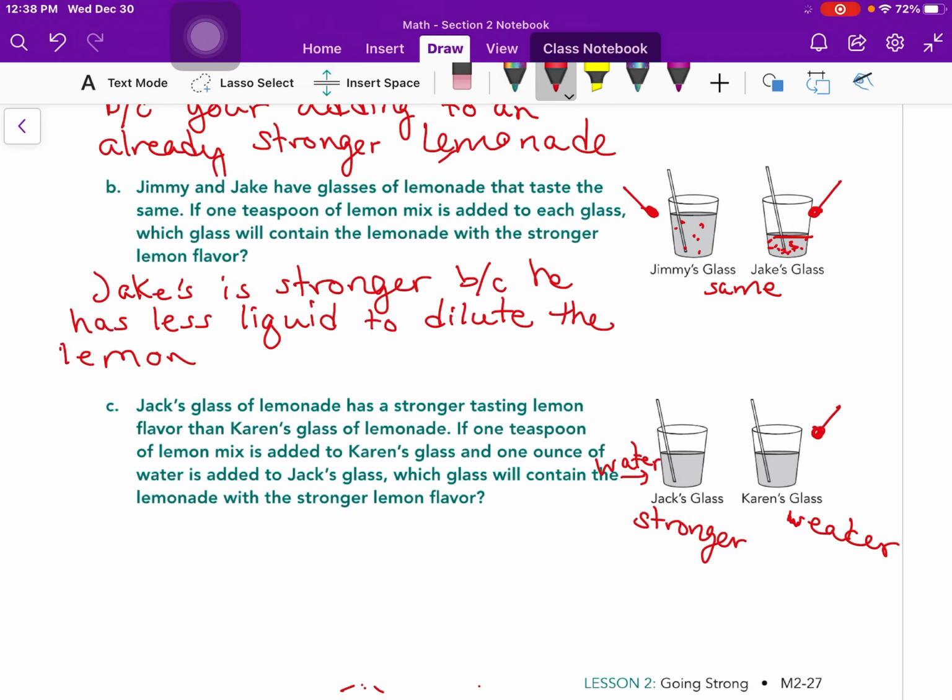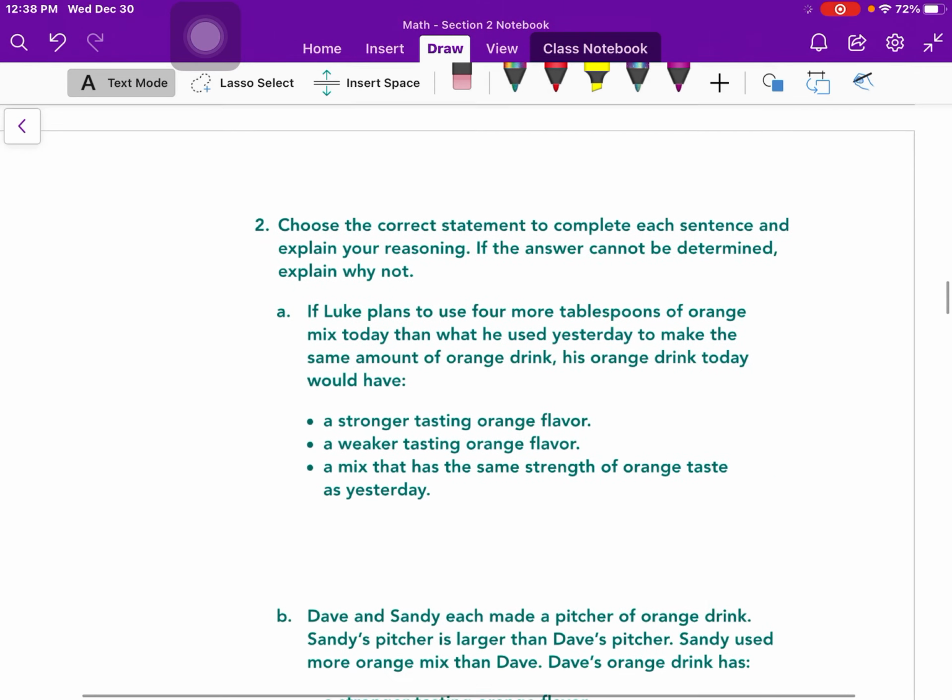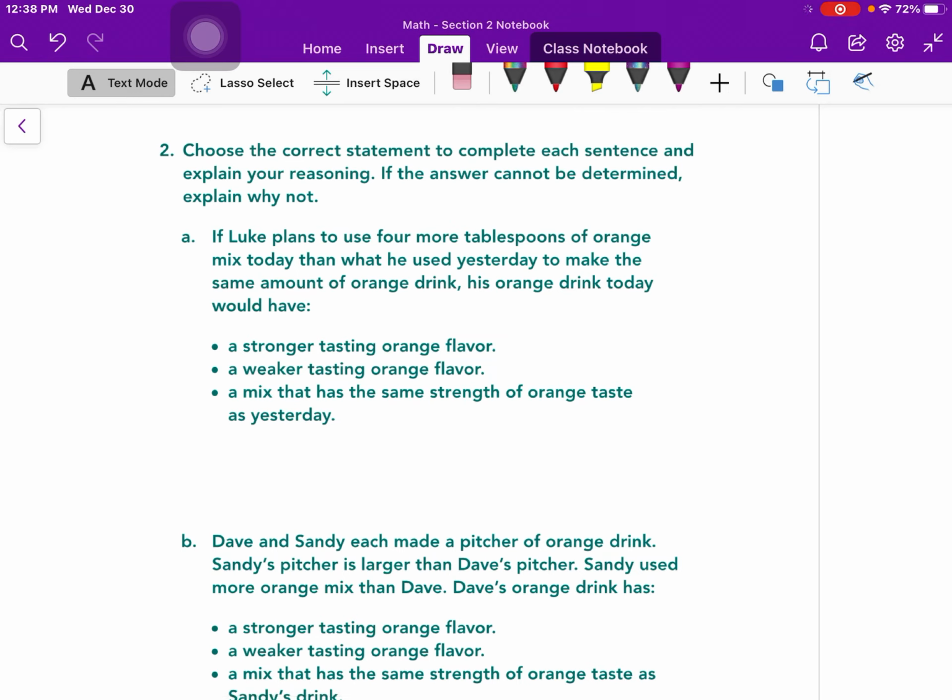So we don't know how much weaker or stronger it is. So in this one, we have to say not enough information, because we cannot make that determination without a few more facts being involved. Moving on to the next one, number 2. It says, choose the correct statement to complete each sentence and explain your reasoning.